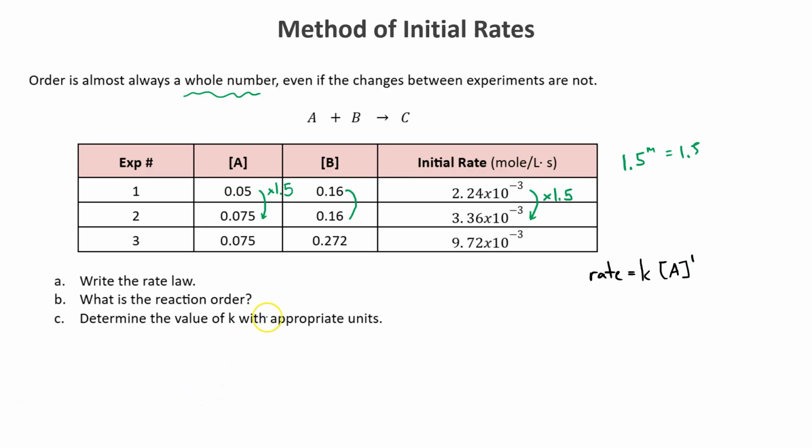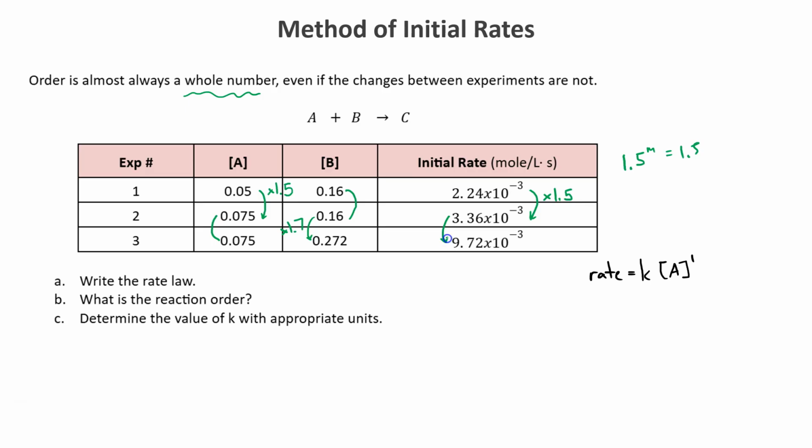Okay, so next up we need to find the order of reactant B. That means I need to find 2 experiments where only B's concentration changes. Obviously in 2 and 3, A stays the same, and then B changes by some factor. And it's not a super obvious one, so you can always divide those. 0.272 divided by 0.16 to find out exactly what that change is. And in this case, it looks like it is 1.7 times higher in experiment 3.